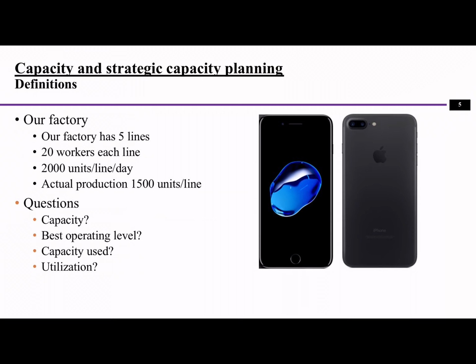All right, now let's use one example to demonstrate how it works with those concepts. Suppose we have a factory that is producing phones, right? And our factory has 5 lines, and each line has 20 workers. For each line each day, we can produce 2,000 units, right? So actually, from the calculation, we can tell that the actual production for each line will be 1,500 units.